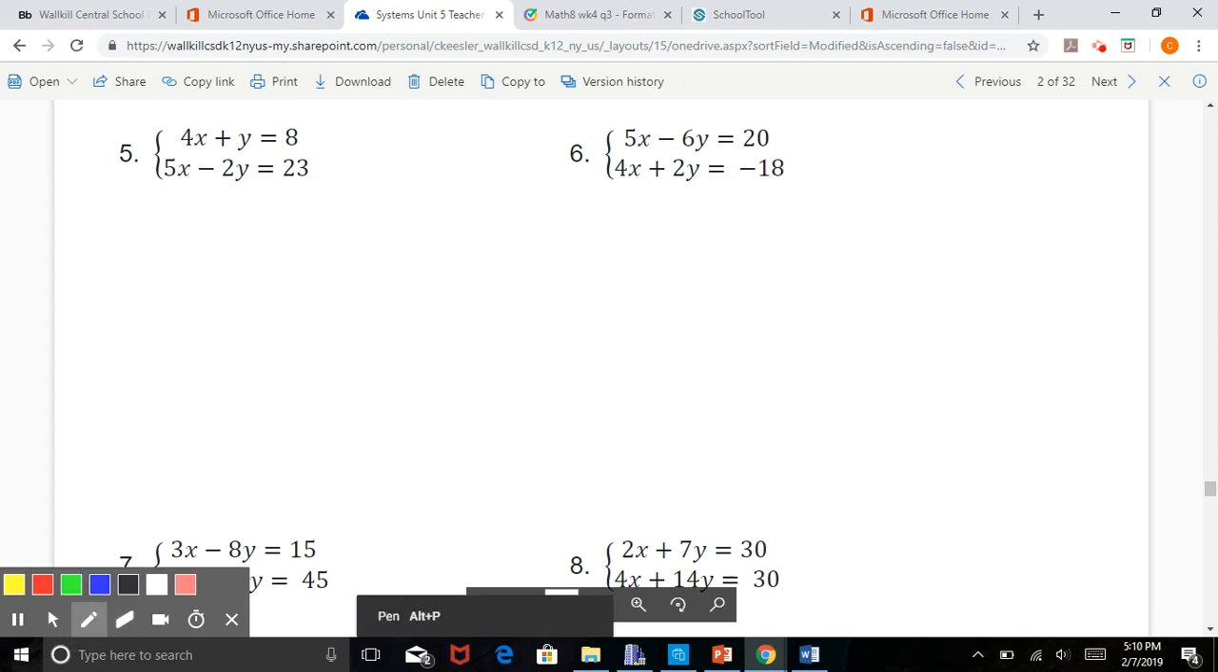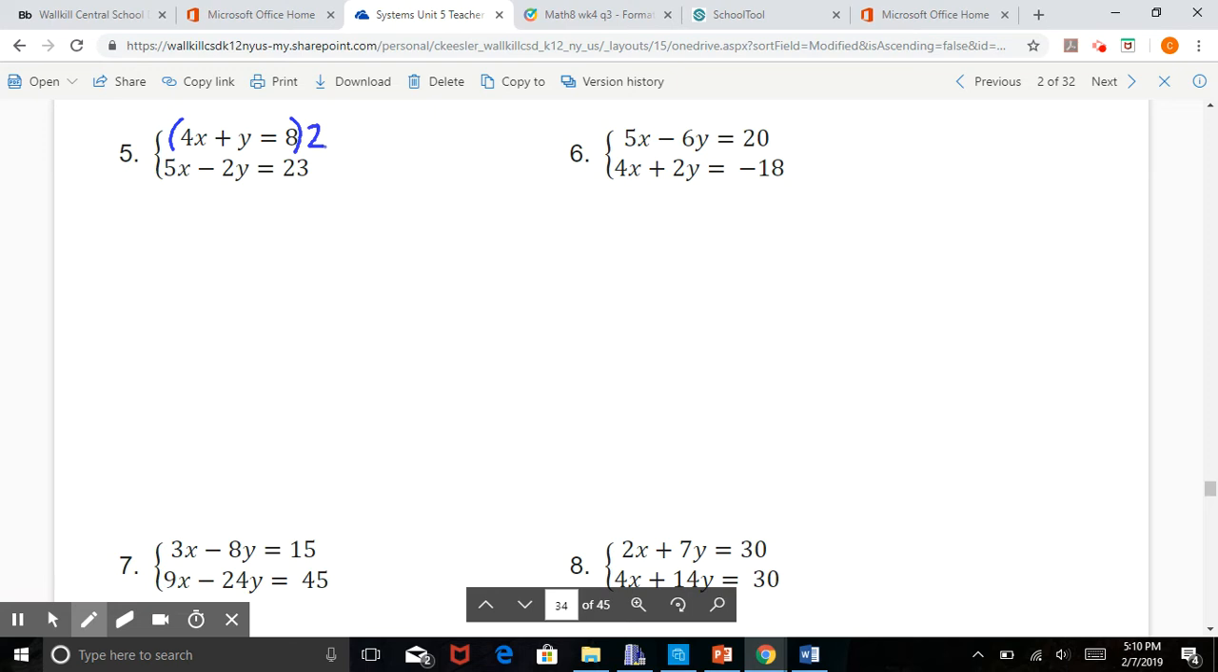So I'm going to rewrite the whole system. This top equation, I'm going to multiply by 2. Everything in that equation gets multiplied by 2. So 2 times 4x makes 8x. 2 times positive y makes positive 2y. And 2 times 8 makes 16. Then I'm going to bring the second equation down underneath it and start to solve.